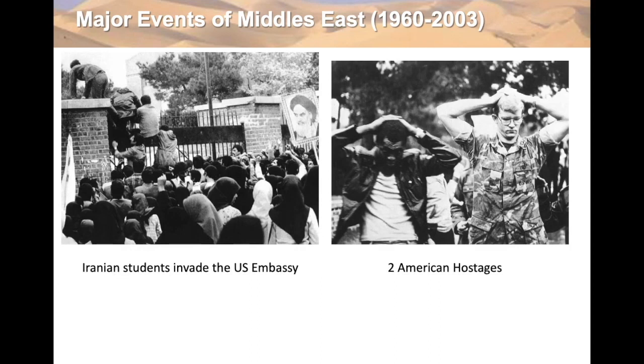Here's some pictures. Iranian students invading the U.S. Embassy on the left. And then you see two American hostages there. They both might be Marines, but the one on the right is in a Marine uniform.